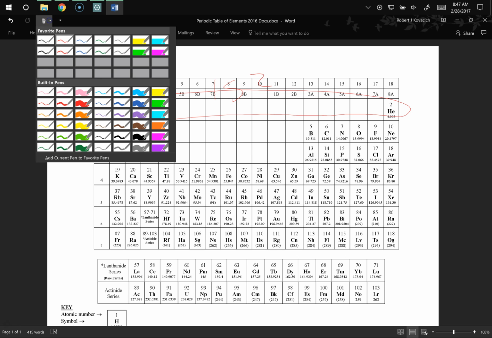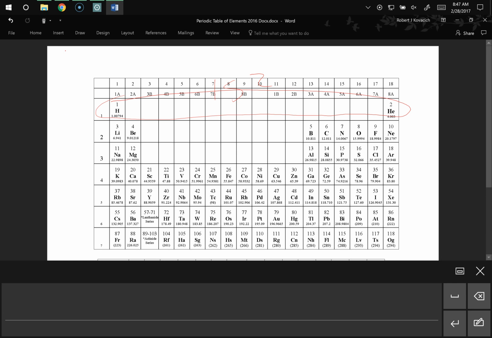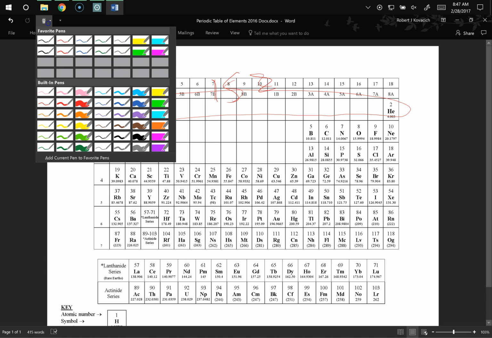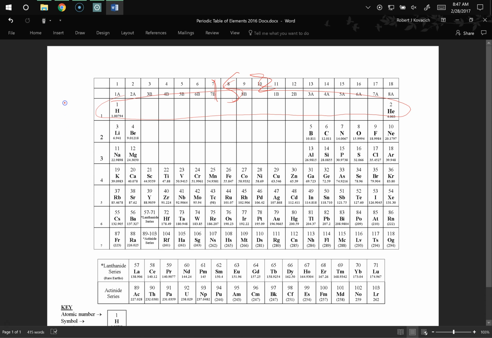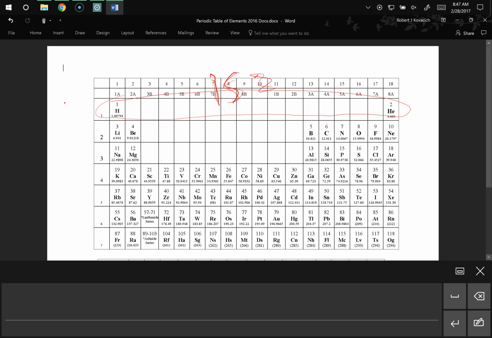Let me pick a different pen. So 2 electrons. How about this? Alright, so the first 2 electrons are 1s2. Then that energy level is filled. Then the next spot I fill right here. And what's that section? I'm in the second column. It's 2 wide. It's the S block. So there's 2s and there's 2 electrons there.